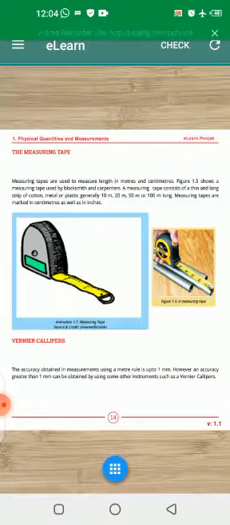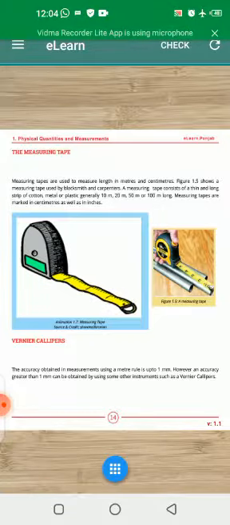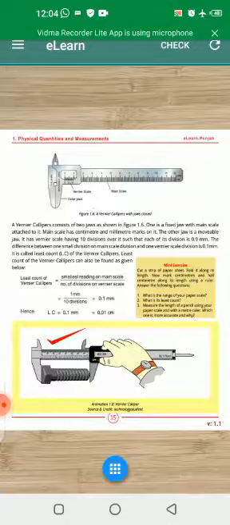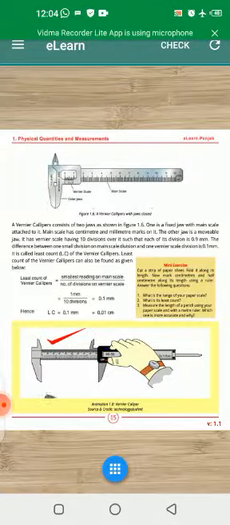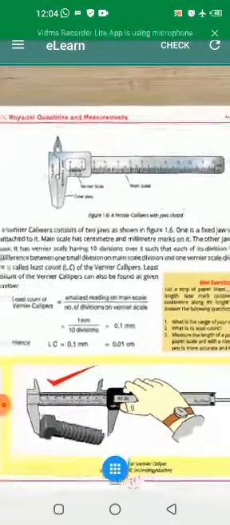Vernier caliper is an instrument which is used to measure smaller length. The accuracy obtained in measurements using a meter rule is up to 1 millimeter. However, an accuracy greater than 1 millimeter cannot be obtained by using this instrument. So we have to use a special instrument, and that is called vernier caliper. So what is vernier caliper and what is the construction of it?